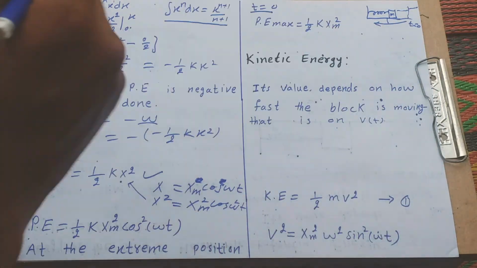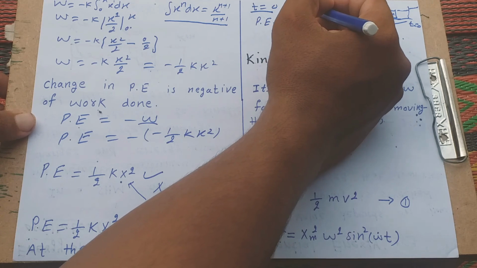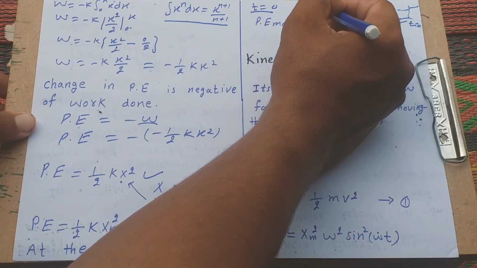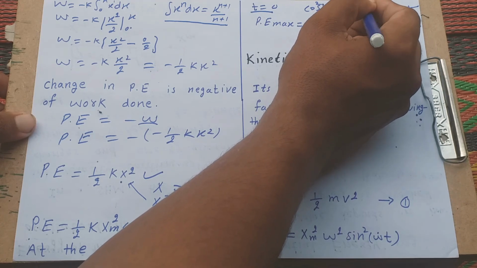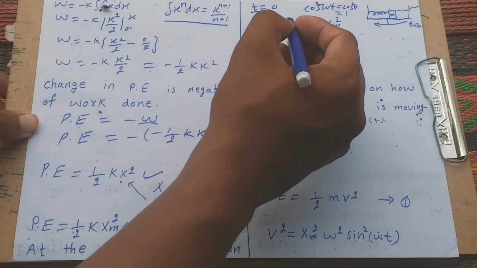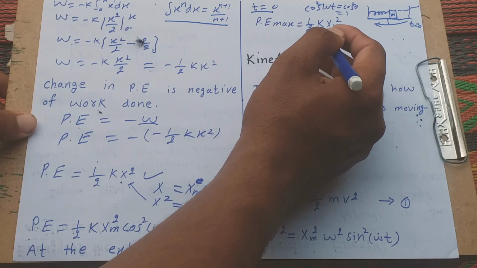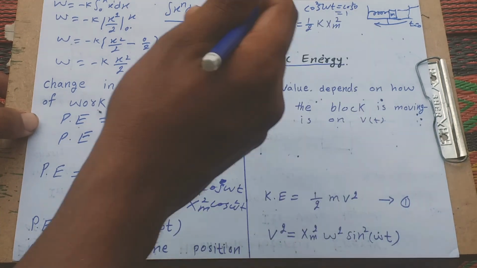Okay, and if we put time t in cos omega t, cos 0 is equal to 1. We use this value here, and we obtain maximum potential energy is equal to half k xm square. And now we obtain what is the kinetic energy.